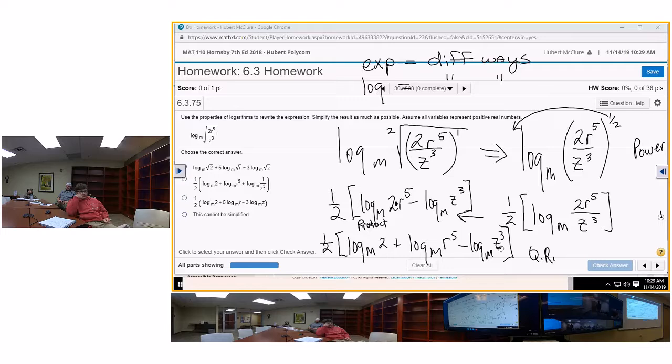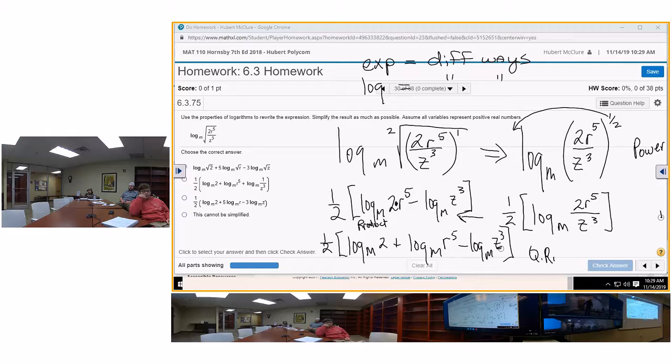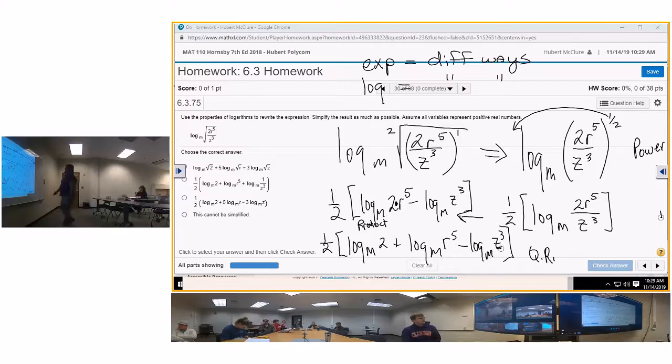What's the rule where you bring the 3 and the 5 and the 2 out front? Power rule. It's where you put them in the parentheses and the powers go right by each other. Yes, that's the power rule. Y'all got to know the rules by name.